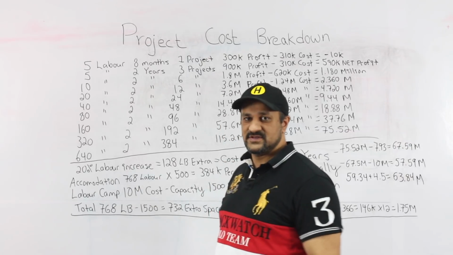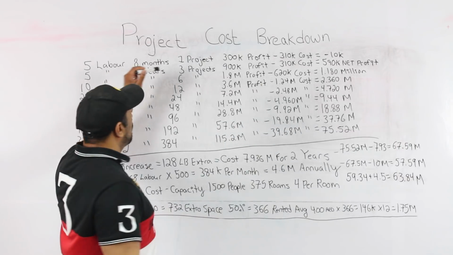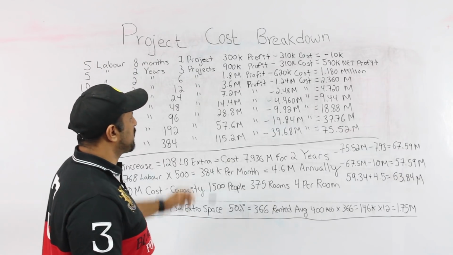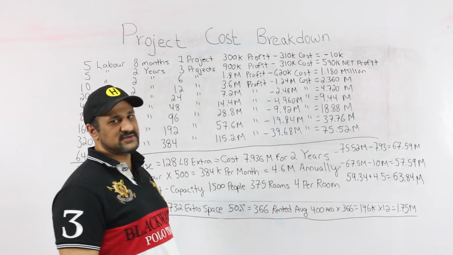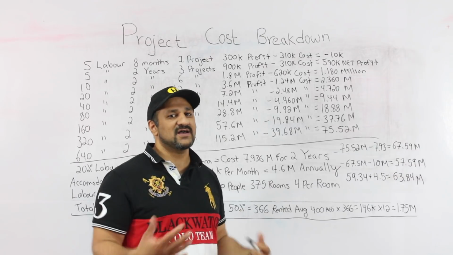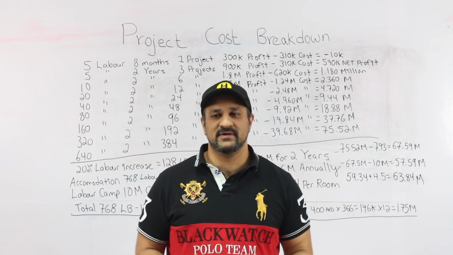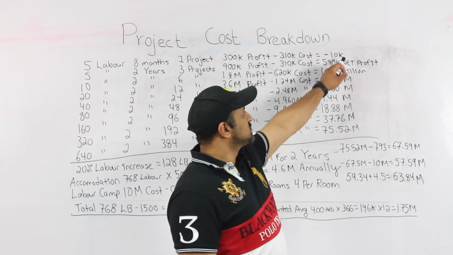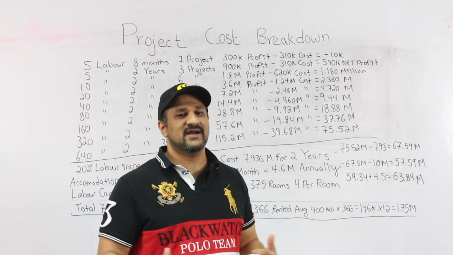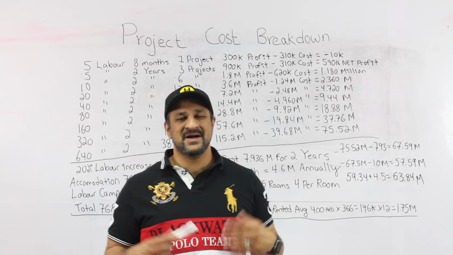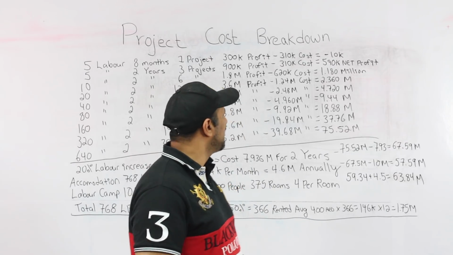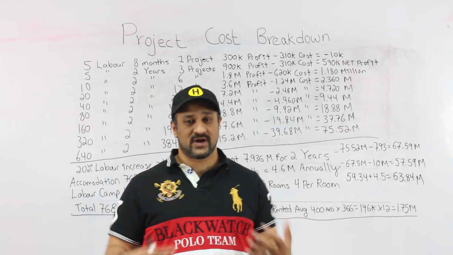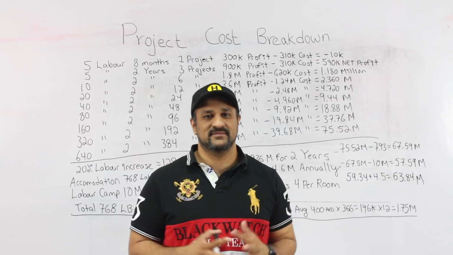5 laborers. These are 5 laborers working on one project over a duration of 8 months. And the profit that's generated is $300,000. Now our fixed cost for these 5 laborers is $310,000. So we actually lose $10,000. In our first project, we actually lose $10,000. So this is 8 months' worth of work where we did not make a penny.